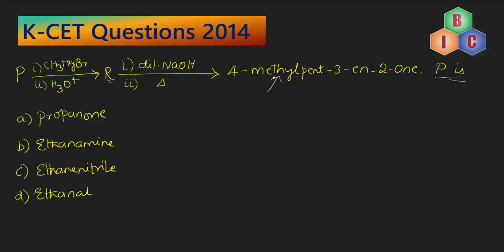Now look at the product that is being obtained. 4-methyl pent-3-en-2-one gives us a clear understanding. It has undergone aldol condensation. It's an aldol condensation product and this is obtained from acetone. If you have practiced the concept well, you know this. This particular product has come from 2 moles of acetone undergoing aldol condensation.